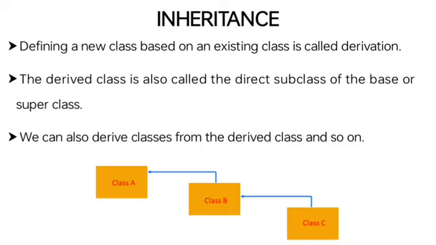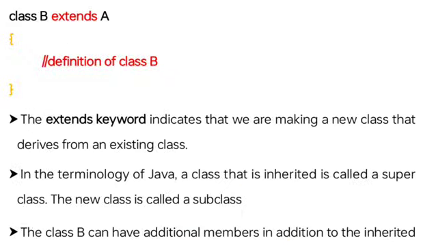In this diagram, class B inherits the properties of class A, and class C inherits the properties of class B. Indirectly, class C inherits the properties of class A through class B. The derived class is also called a subclass or child class. The parent class is also called a base class or superclass. This is the syntax for inheritance: class B extends A. The extends keyword is used for inheriting the properties of an existing class.